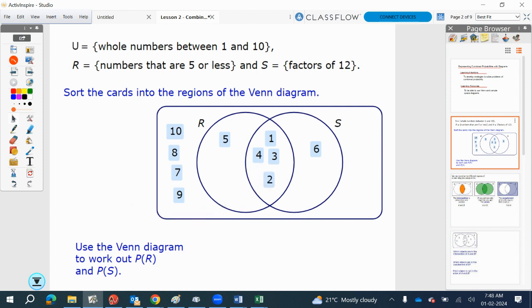Let's use these to work out the probabilities of S and R. So the probability of R, well, how many elements are in set R? Set R is these numbers, it's this space here. This is R. How many elements are in this space? 5. Out of a total? 5 out of 10. So this is a half.